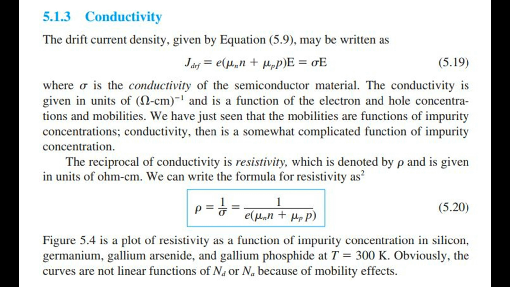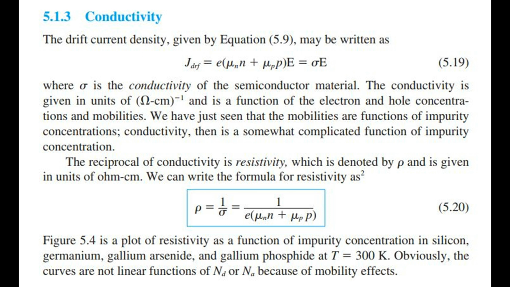The conductivity is given in units of (ohm-centimeter) inverse and is a function of the electron and hole concentrations and mobilities. We have just seen that the mobilities are functions of impurity concentrations. Conductivity, then, is a somewhat complicated function of impurity concentration. The reciprocal of conductivity is resistivity, which is denoted by rho and is given in units of ohm-centimeters.